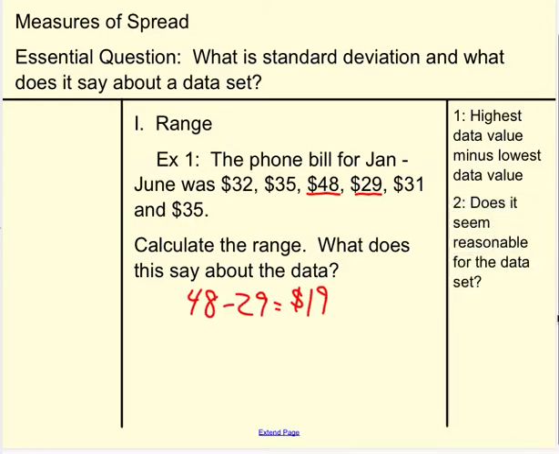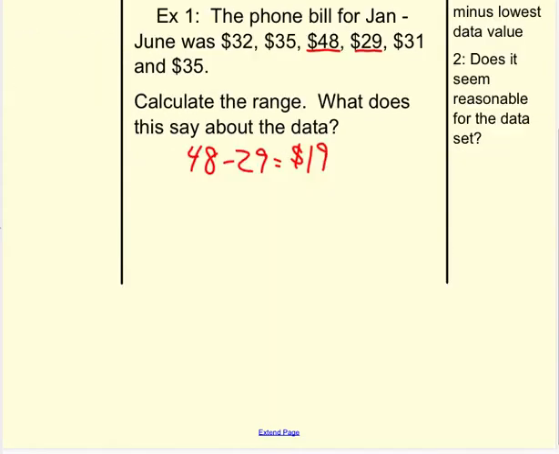So what you want to ask is, does it seem reasonable for the set of data? 19 could be a really large range for one data set and a very small range for another data set. When we're talking about phone bills, I would say this is a fairly large range because you tend to use your phone the same amount each month. So a $19 difference between your highest phone bill and your lowest seems rather large.